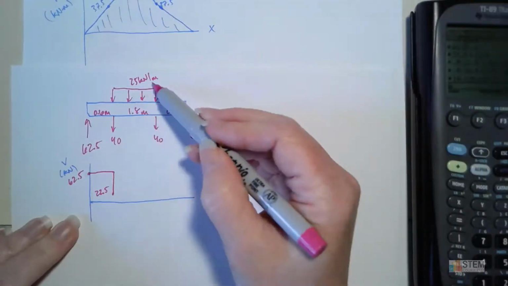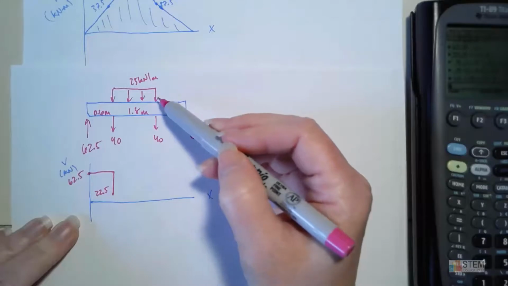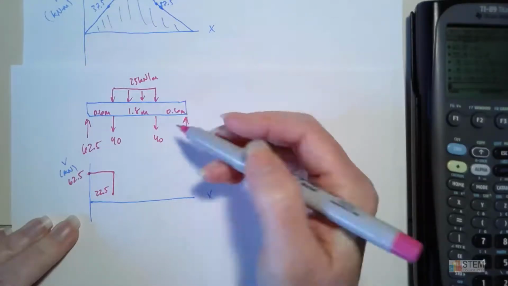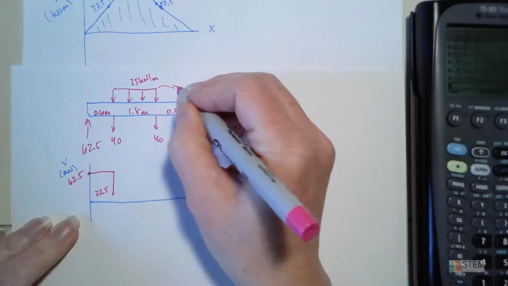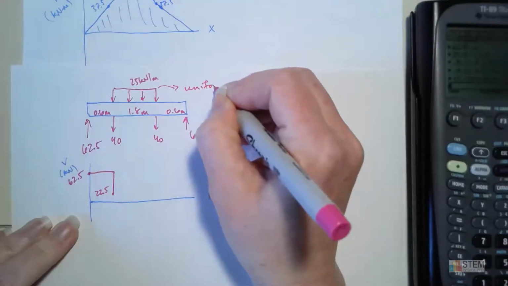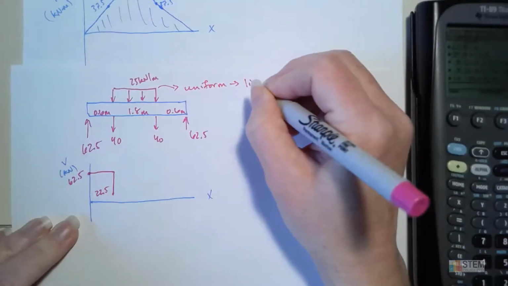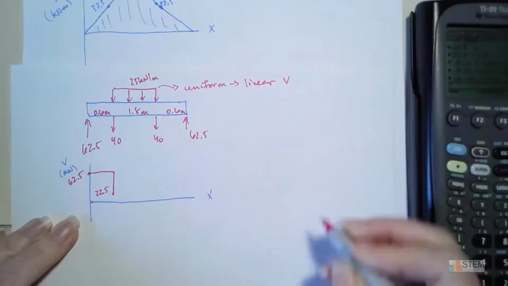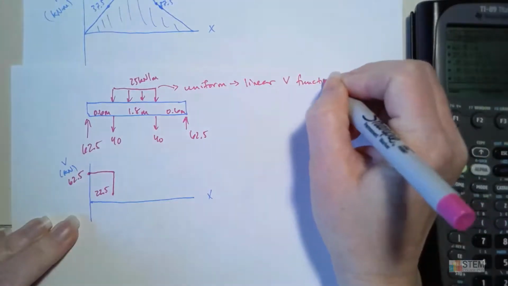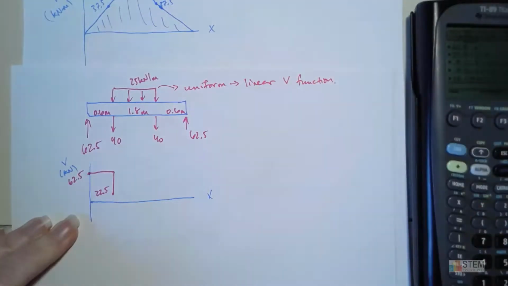Now we also have this distributed load. I can't forget about that, so we need to deal with that. If we have a uniform distributed load, that means we're going to have a linear V function. And we saw that when we did the equations, right?